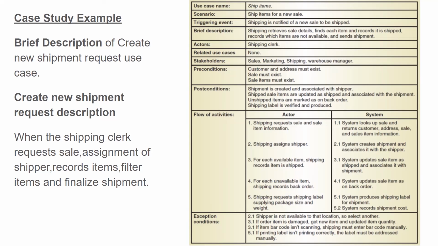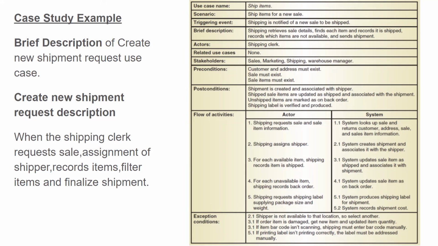Then finally, the last thing which the user wants to do is to finalize the shipment, which is the shipping request, shipping label, supplying package size, and weight. So now the system will respond by saying that the system will produce a shipping label for a shipment which is requested by the user, and also records the shipment cost at the end. Basically, that's the end of the flow activity.